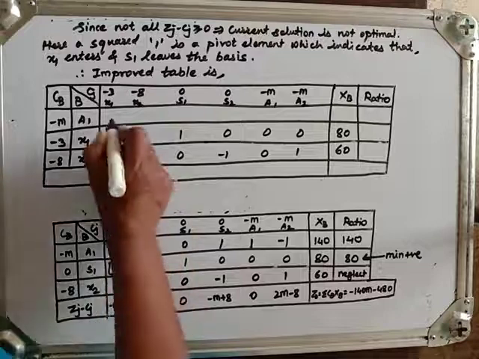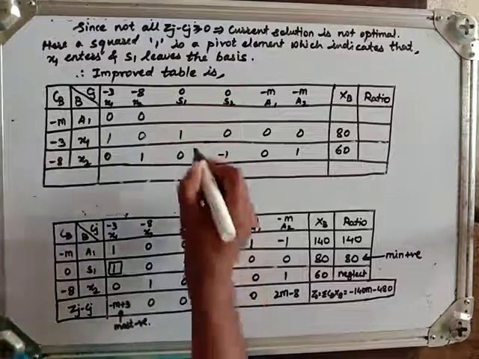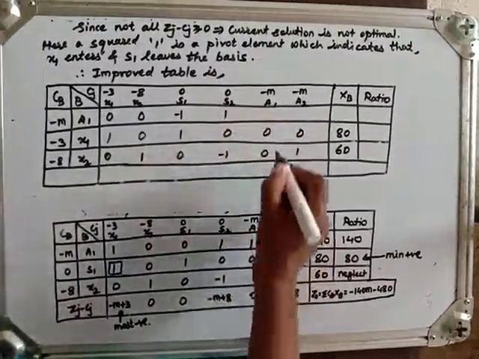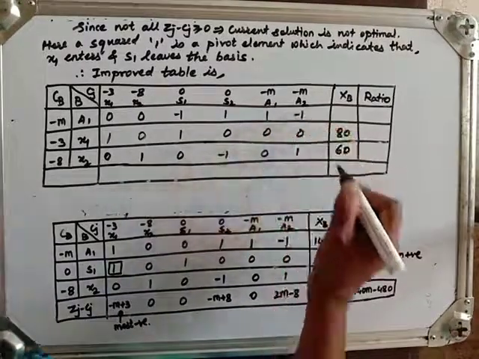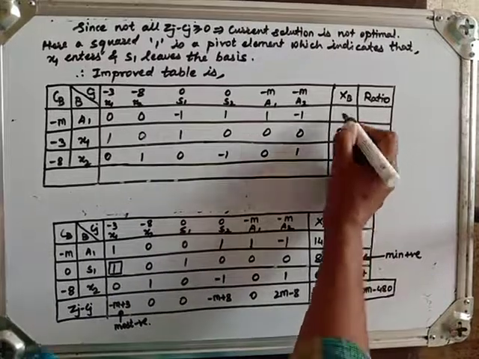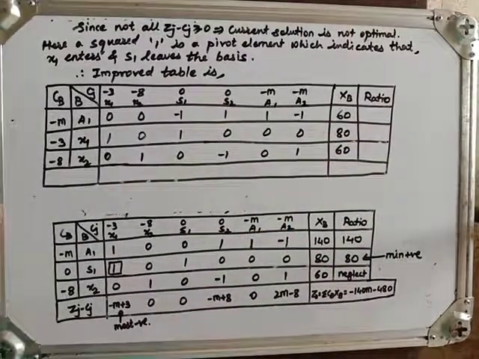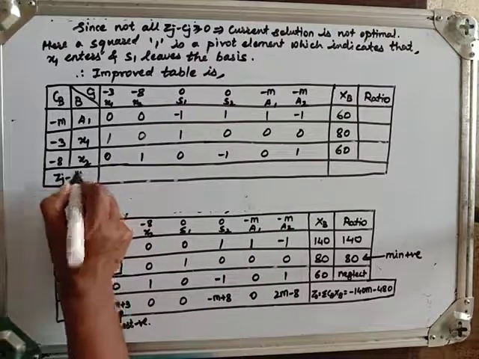So 1 minus 1, 0. It will be 0 minus 0, 0. Then 0 minus 1 is minus 1. 1 minus 0 is 1. 1 minus 0 is again 1. And minus 1 minus 0 is minus 1. 140 minus 80 will be 60. As such we get the table. Now let us check what is Zj minus Cj here.